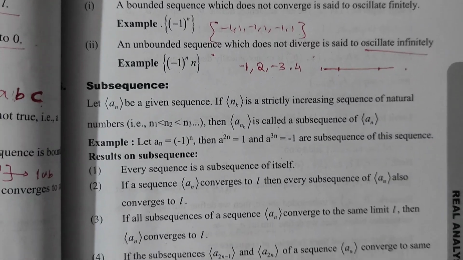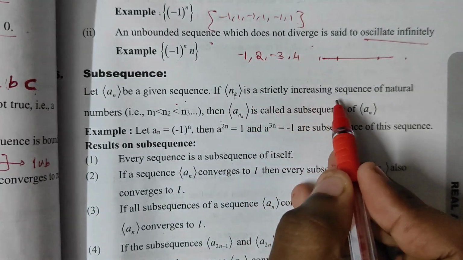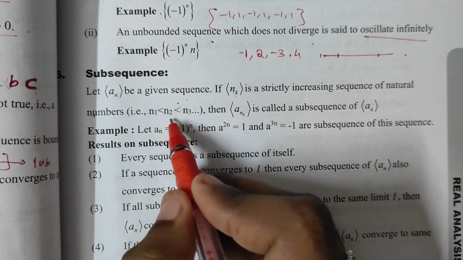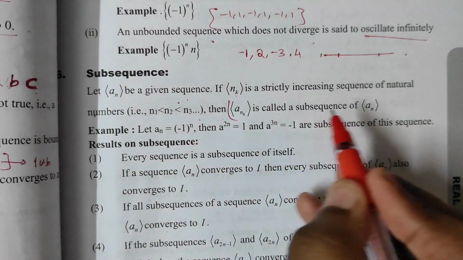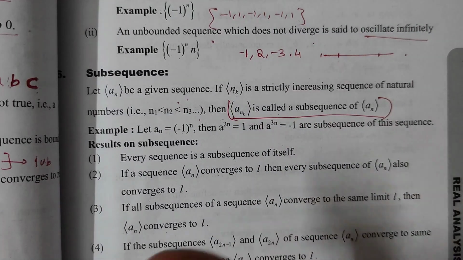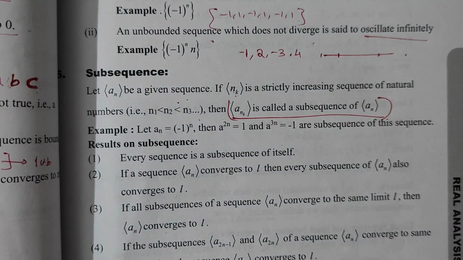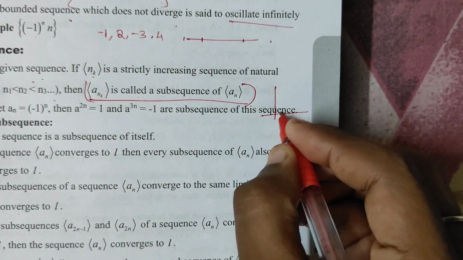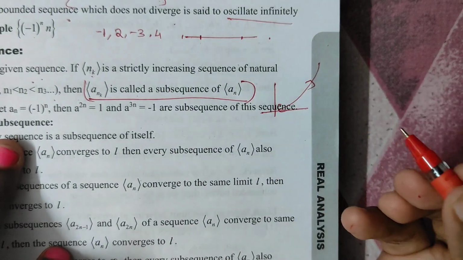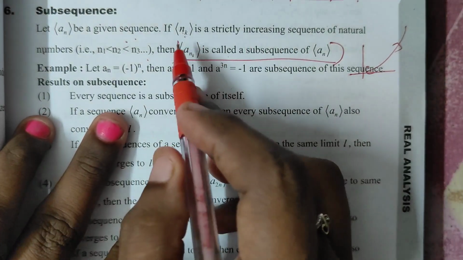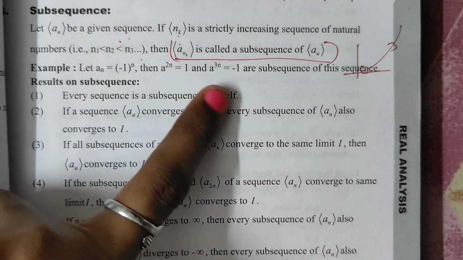Understood? Next, subsequence. Let a_n be the given sequence, and n_k a strictly increasing sequence of natural numbers, n_1 less than n_2 less than n_3. Then a_{n_k} is a subsequence of a_n. Here a_n is a sequence and n_k is a strictly increasing sequence of natural numbers. Suppose you consider a sequence like this; then n_k should be increasing, that is n_1 less than n_2, and it goes on.